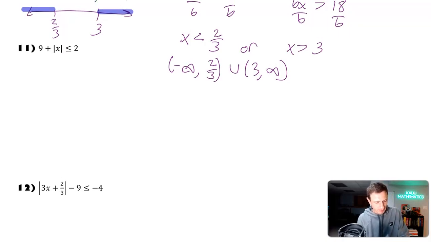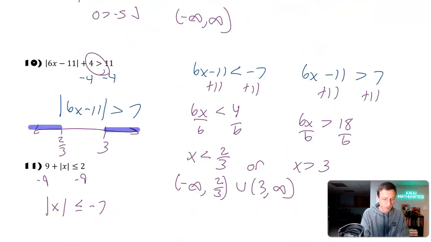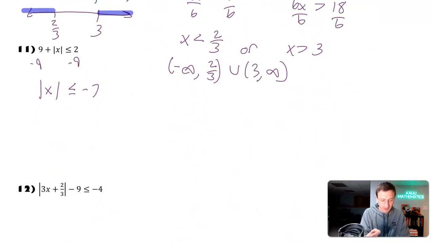Number 11, 9 plus the absolute value of x less than or equal to 2. We're going to subtract 9. So we get the absolute value of x less than or equal to 2 minus 9, which is negative 7. So we're in that situation where we have the absolute value less than or equal to a negative value. Make sure you identify what the actual potential solutions could be.